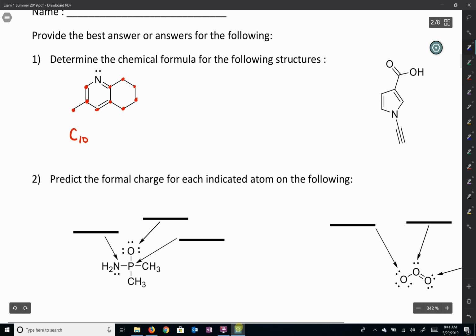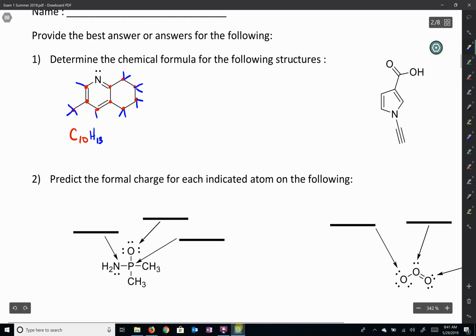The next thing I would do is come in and fill in any hydrogens that might be missing, right? Remember, we fill in the hydrogens to make sure that each carbon has 4 bonds to it. So let's count that. I got 1, 2, 3, 4, 5, 6, 7, 8, 9, 10, 11, 12, 13. Let's count this again. 5, 6, 7, 8, 9, 10, 11, 12, 13. So that looks okay to me.